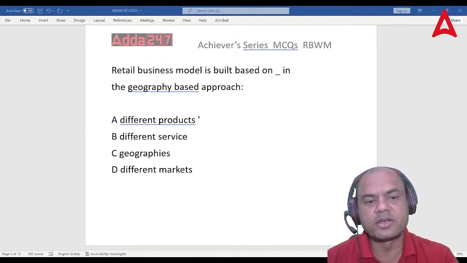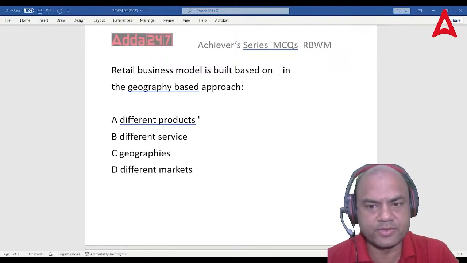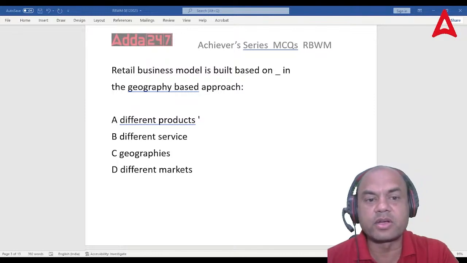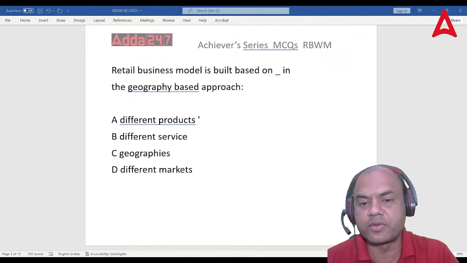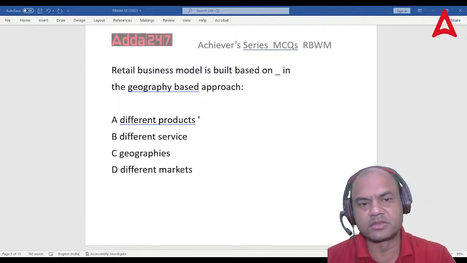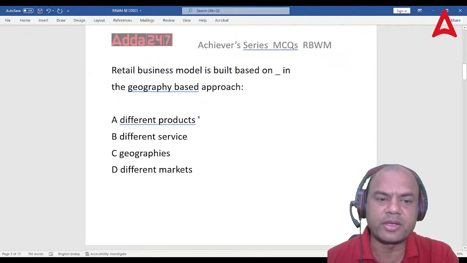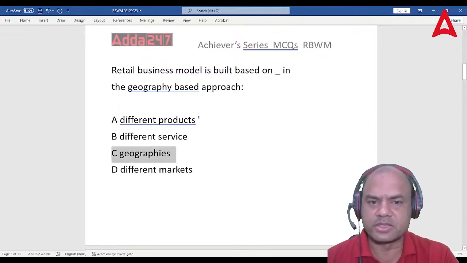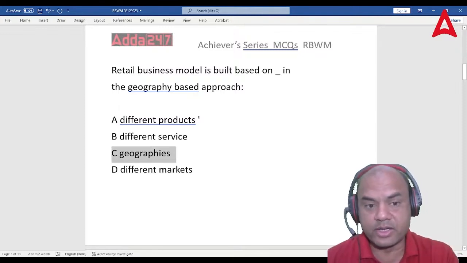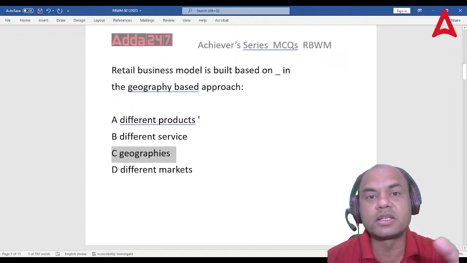Different products, different services, different geographies, different markets. So it is based on dash in geography based approach. Now this dash you have to fill in. Think over it, everyone. Answer is very simple. Okay, it is geographies. Correct.